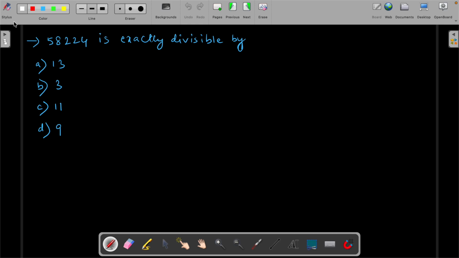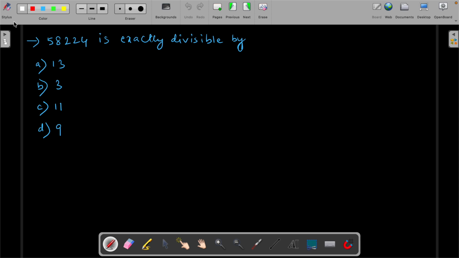Let us now see another TET question. They have given a number. We need to find out from the given options which number exactly divides that number. Let us see if option A, that is 13, exactly divides the given number.